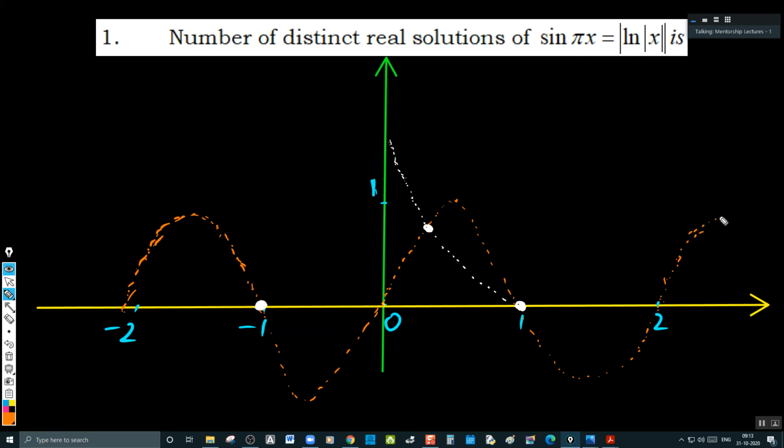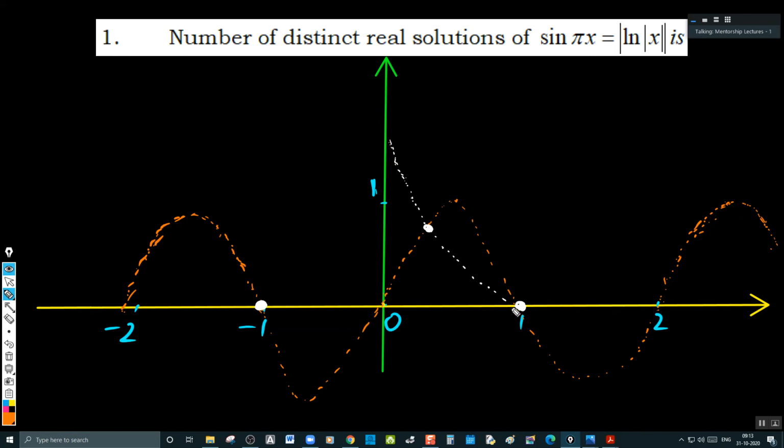Anyone, justify how to do this? Sir, the graph of log x will touch 1 at the value of e. So what is the doubt here? Whether it goes above this curve or whether it goes below this curve.